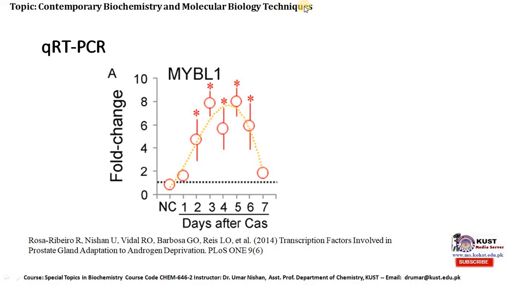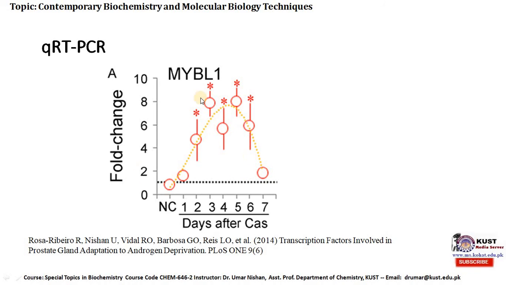Now this is a quantitative real-time PCR from one of our published papers, which shows that there is one transcription factor whose expression increases several folds as a result of removing a certain stimulus. These stars represent the statistically significant expression as compared to control in day 1 and day 7.